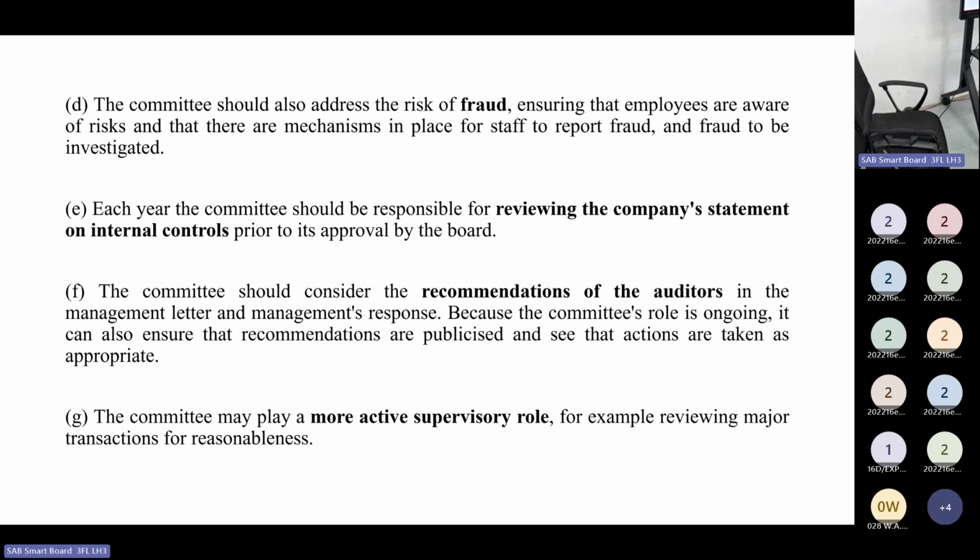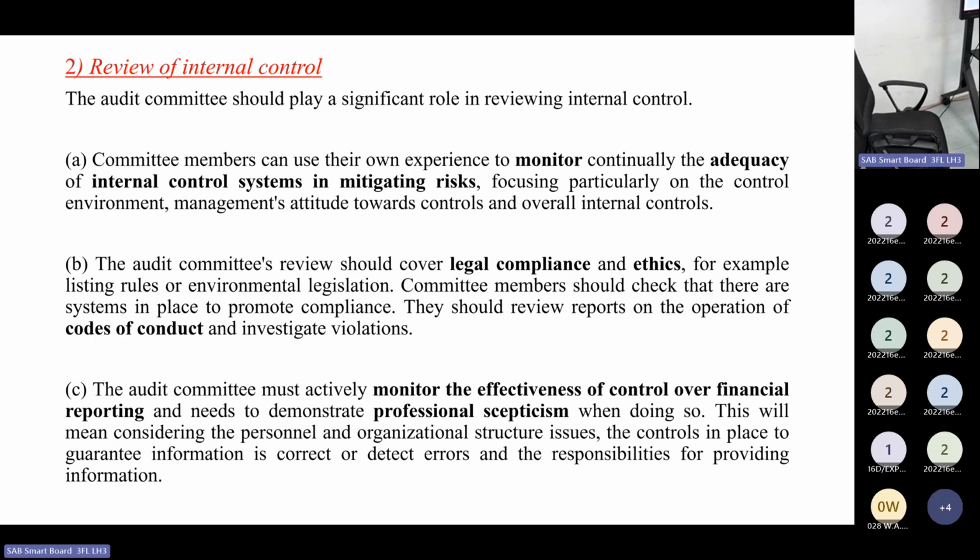The duties on internal controls, how many do they have? Altogether 7 things. They have to monitor the adequacy of internal controls, whether the internal controls are sufficient to manage the risk. Second, they need to look at whether all the legal compliances are being met and the ethics are being implemented. Third, they have to ensure there is a proper control system for the financial reporting process.